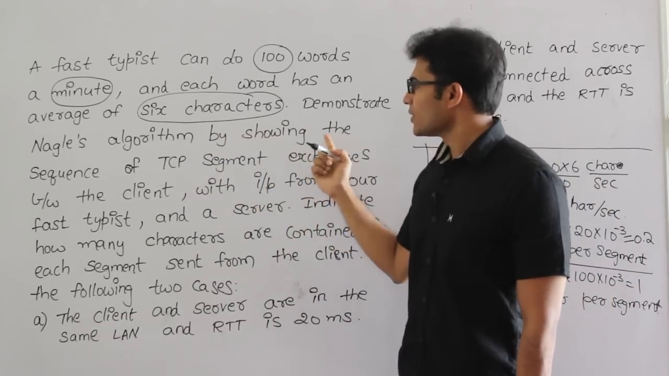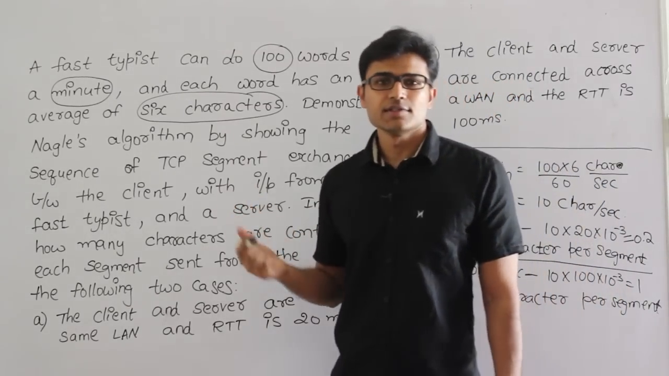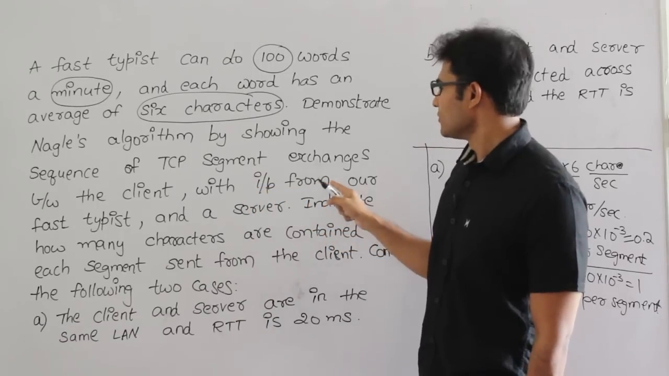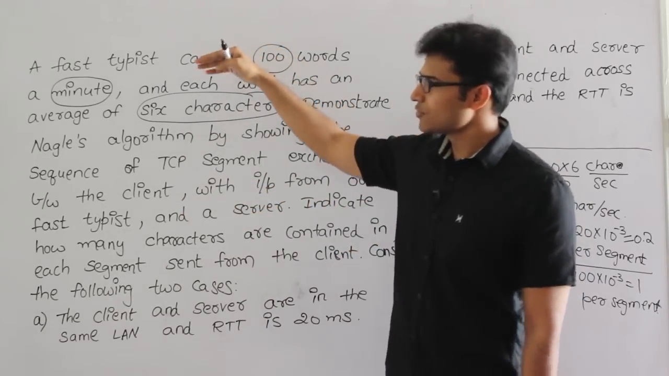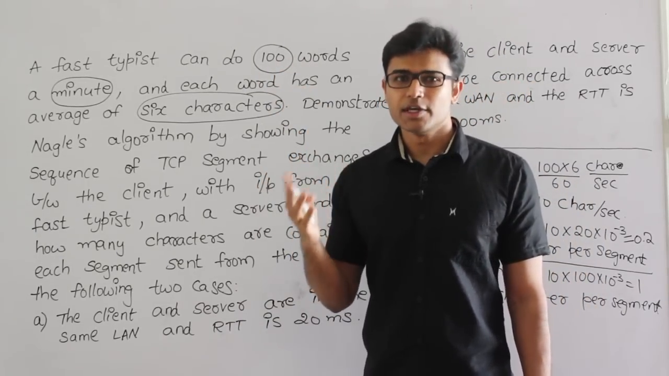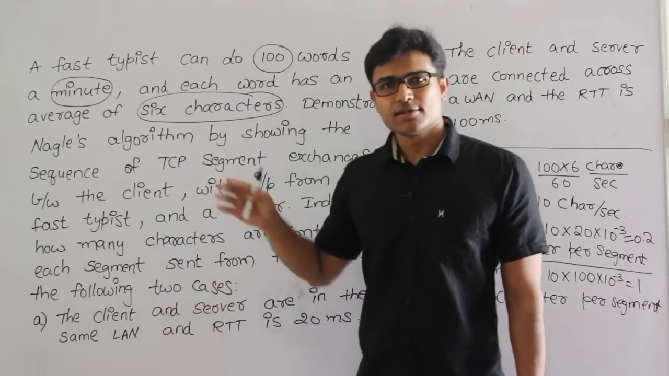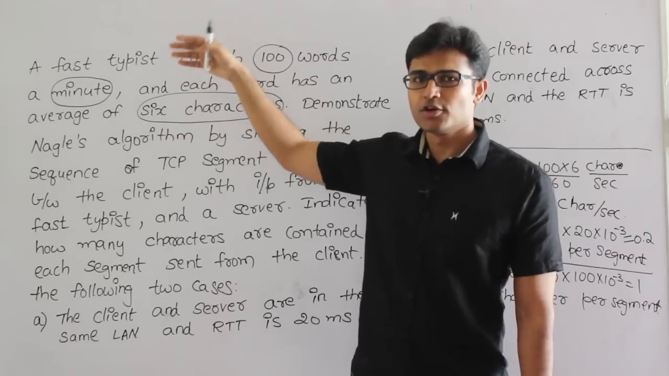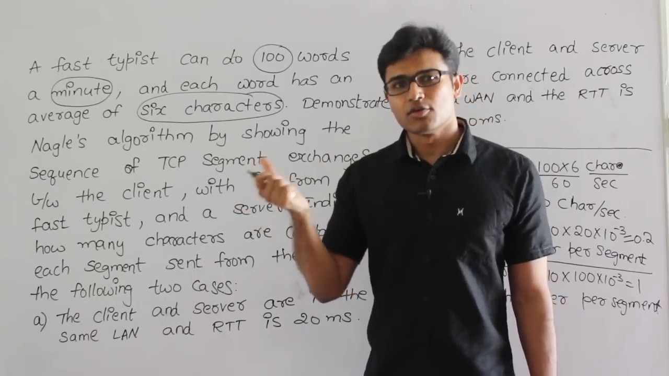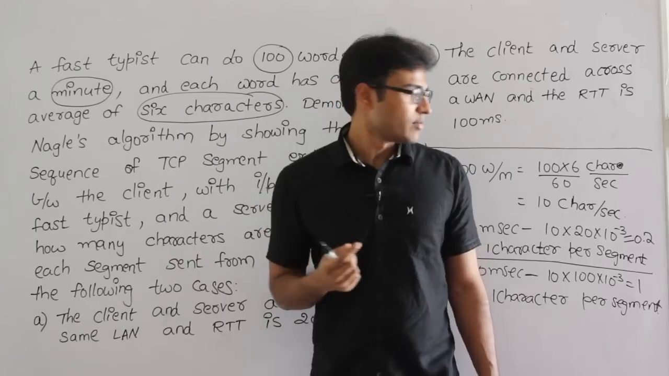Demonstrate Nagel's algorithm by showing the sequence of TCP segments exchanged. Which means they are asking, if this is the case, what does Nagel's algorithm do with input from the typist? If the typist is going to give the input to Nagel's algorithm, how does TCP behave? Which means what is the size of the segments that will be transmitted if this typist gives the data to TCP? What does Nagel's algorithm do? It will find out the round trip time, and then it will see how many bytes or characters it can collect in that much time.